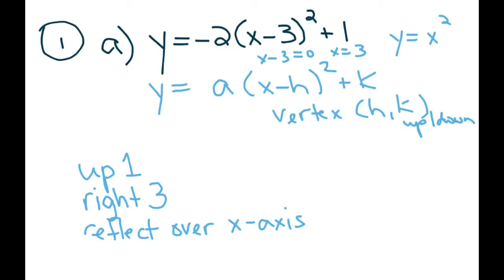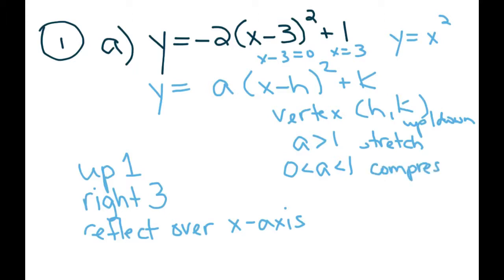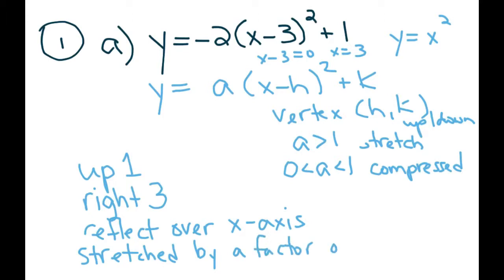Now let's talk about the number in front of the parentheses. When the number in front of the parentheses is greater than 1, we say the graph has been stretched. And when it's between 0 and 1, we say the graph has been compressed. So in this case, the graph has been stretched by a factor of 2. In our case, stretching means that it made the graph narrower.